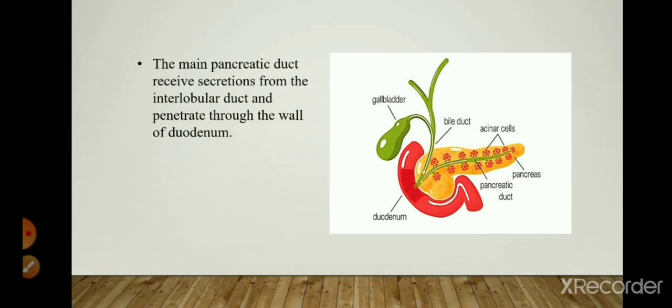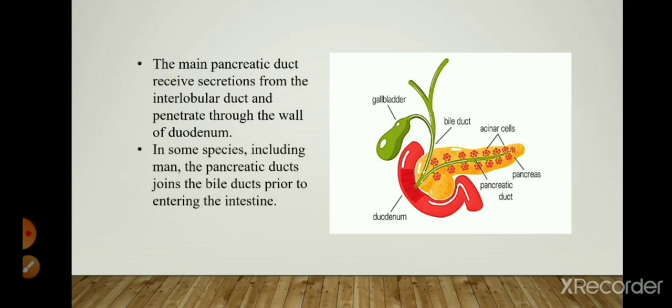Okay, now next point. The main pancreatic duct receives secretion from the interlobular duct and penetrates through the wall of duodenum. The main pancreatic duct receives the secretion from the interlobular duct, and intercalated duct which gets the secretion from acini, aimed towards the duodenum. In some species, including man, the pancreatic ducts join to the bile duct prior to entering the intestine.